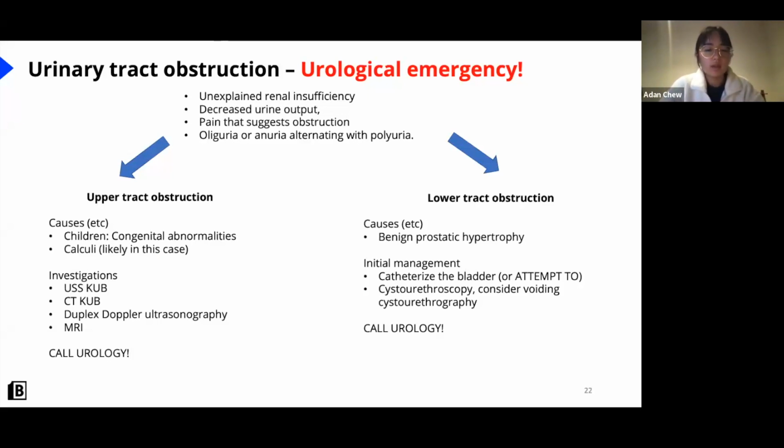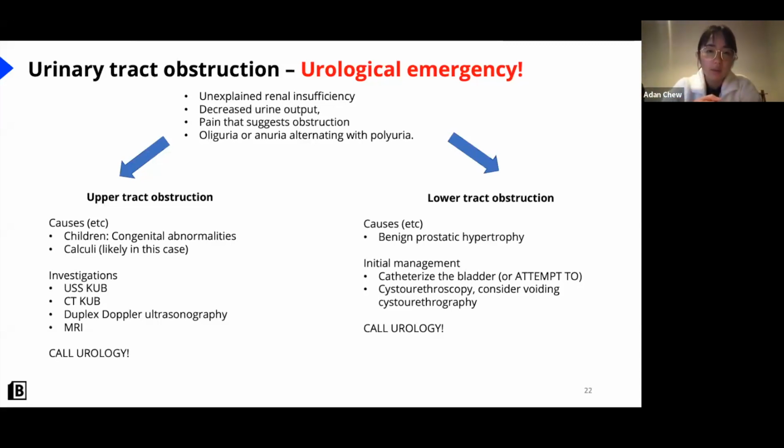We would need to be able to distinguish if it's upper tract or lower tract obstruction. I'll go with upper tract first. Some of the causes are congenital abnormalities and renal calculi, which is possible in this case. The initial diagnostic imaging would always be ultrasound, because it's usually more available than a CT. But I would agree, a CT is something you could do further down the line, after an ultrasound. In these cases, we would always like to involve urology, because it's clearly a very complex case of query bilateral hydronephrosis.